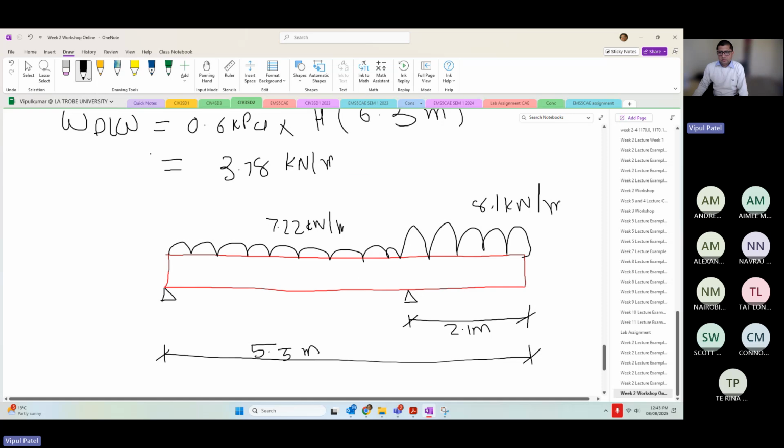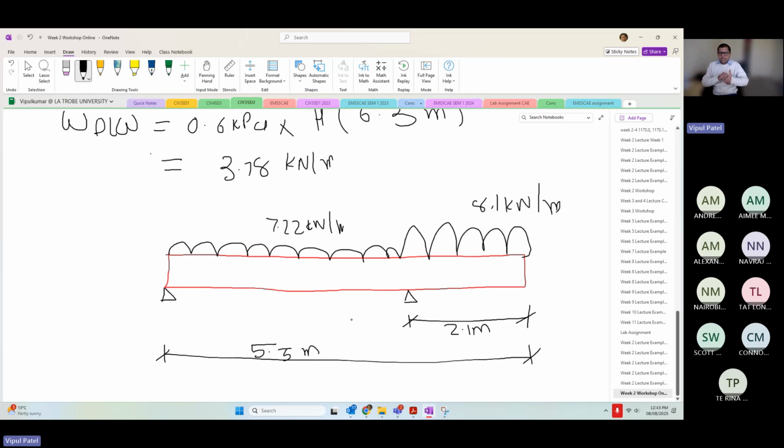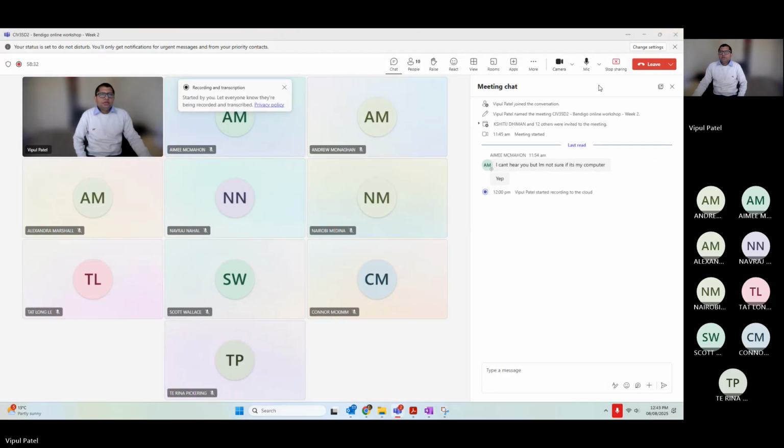That's your dead load, right? That is the structure experiencing that dead load. That's what they are talking about. Any questions? Any suggestions? Is it going all right?